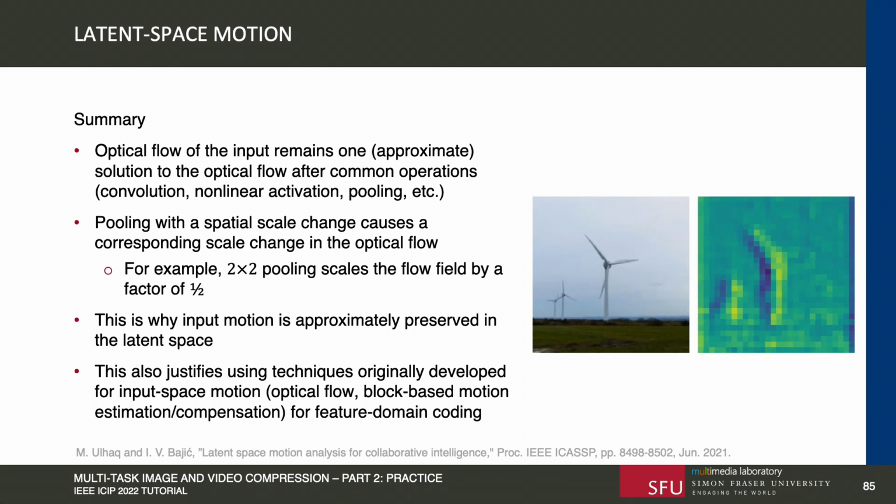to the motion in the input space, even if spatially we don't see as much of that similarity. And this also justifies using common input space motion techniques such as optical flow estimation or block-based motion estimation and compensation. It justifies their use in the latent space as well for feature coding.